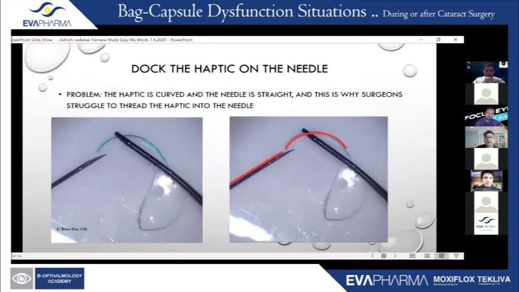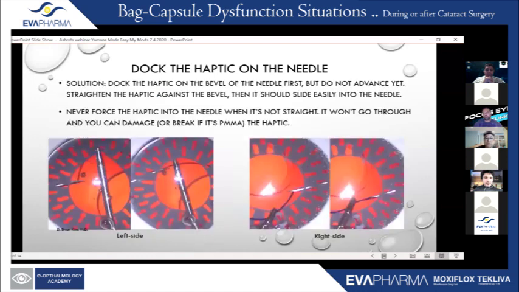So next point, docking the haptic. So the problem is the haptic is curved and the needle is straight, and this is why it can be difficult to thread the haptic into the needle. And so the solution is to take advantage of the bevel of the needle by docking the haptic on the bevel of the needle, and then don't advance it yet. You want to straighten the haptic against the bevel, make it parallel to the needle track, and then it slides very easily. If you try to push it when it's not parallel to the needle, then it will kink or break, especially if it's a PMMA haptic.